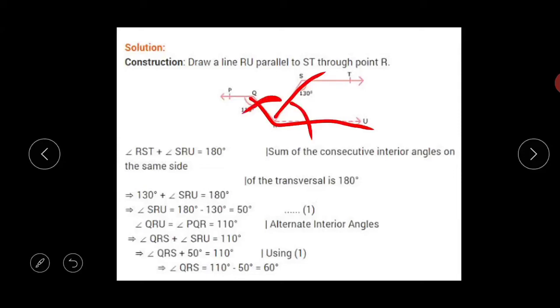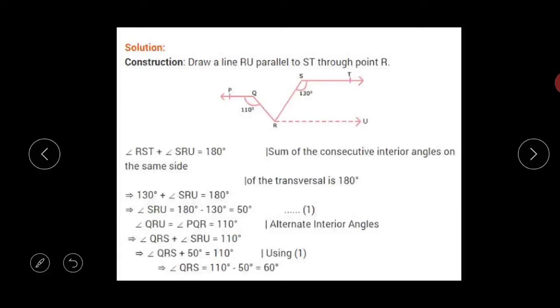So what we are going to do, we are going to subtract angle SRU from angle QRU. So when you subtract angle SRU from angle QRU, that means you have to subtract 50 degree from 110 degree, and when you subtract 50 degree from 110 degree, you will get 60 degrees as our answer. Okay, now we are moving to the next question, that is question number 5.